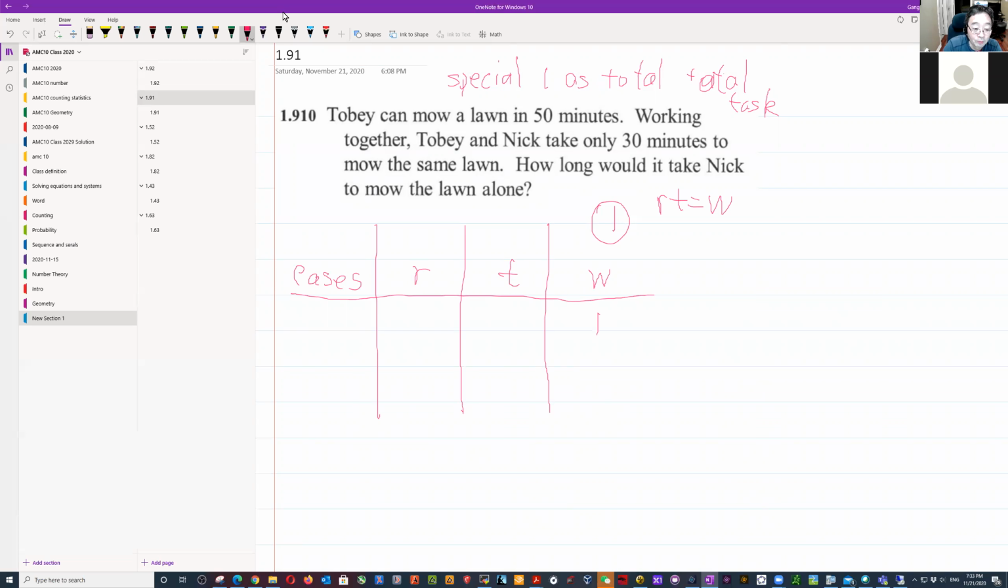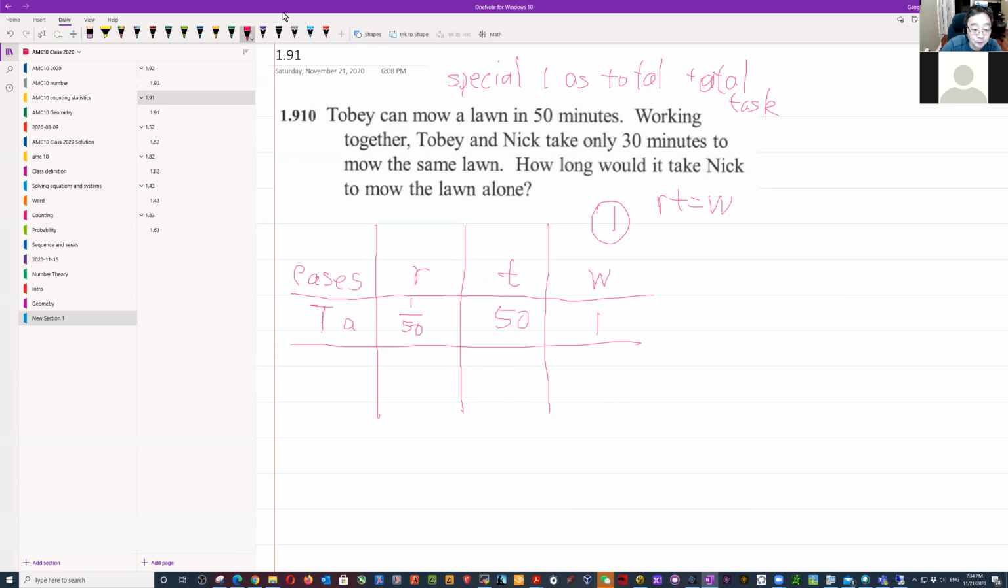Toby can mow the lawn in 15 minutes. So the case is Toby alone, and his time is 15 minutes. His mowing rate is 1/15th. So in every minute, he finishes 1/15th of the whole lawn.